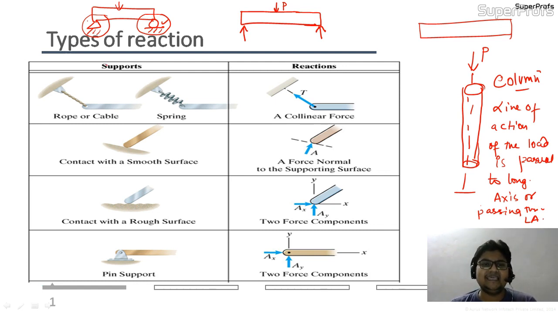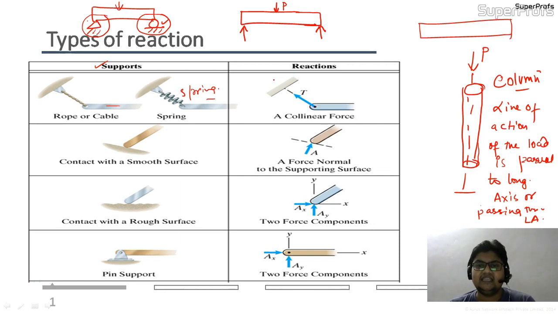Here you can see different types of supports shown in this table. This is just to help you understand the physical significance of the support when a beam or a particular member is attached to it. In a real life example, a rope is attached to a cable or wire, which you can also assume to be a member. A spring can also be there. So how does the spring give a reaction to the member attached to the spring or the rope?